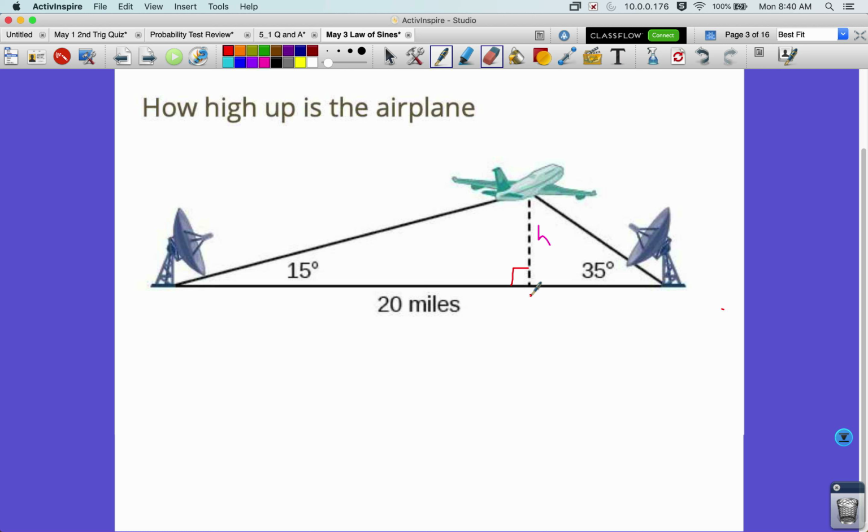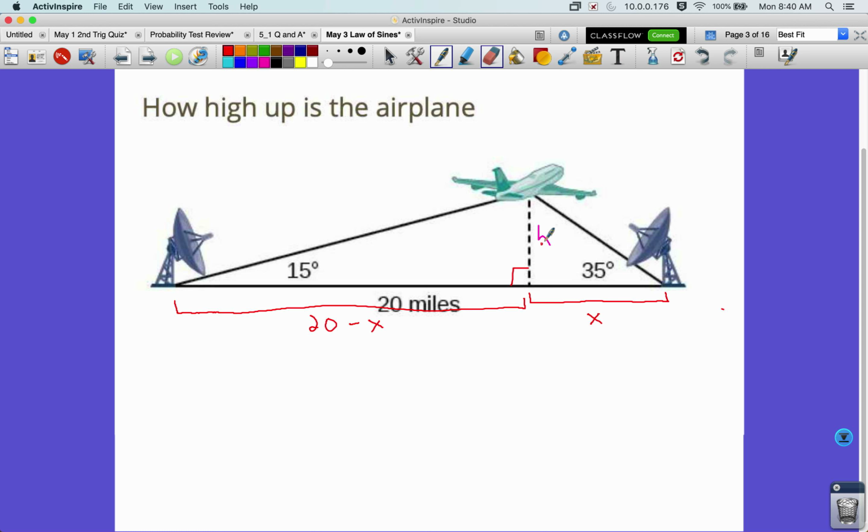So we're going to establish a variable here. We're going to say that's x, and then this length over here would be 20 minus x. So we're dividing up that 20 into an x and a 20 minus x. Together they would make 20. Now let's set up the trig functions for both of these.